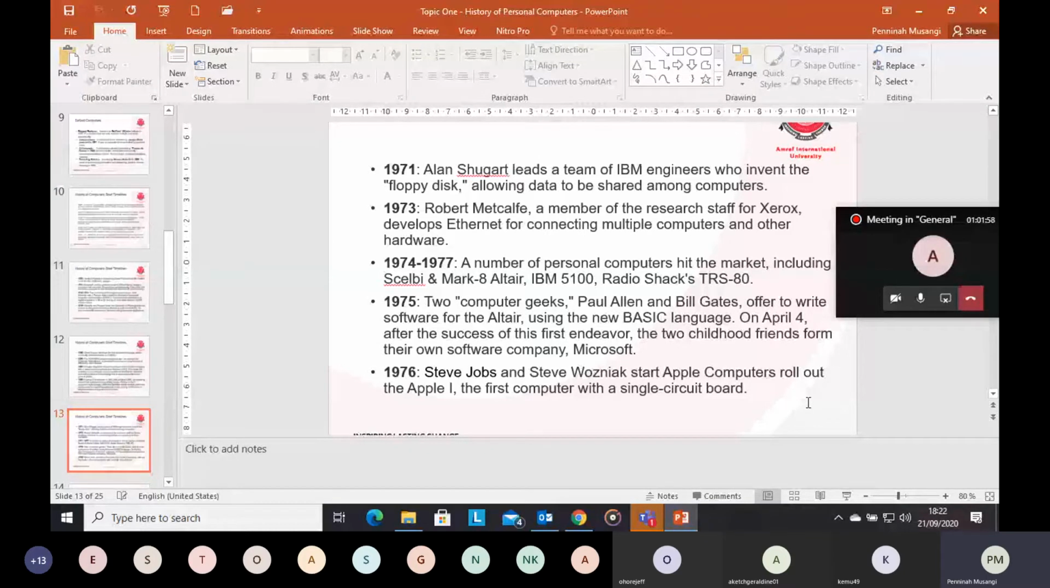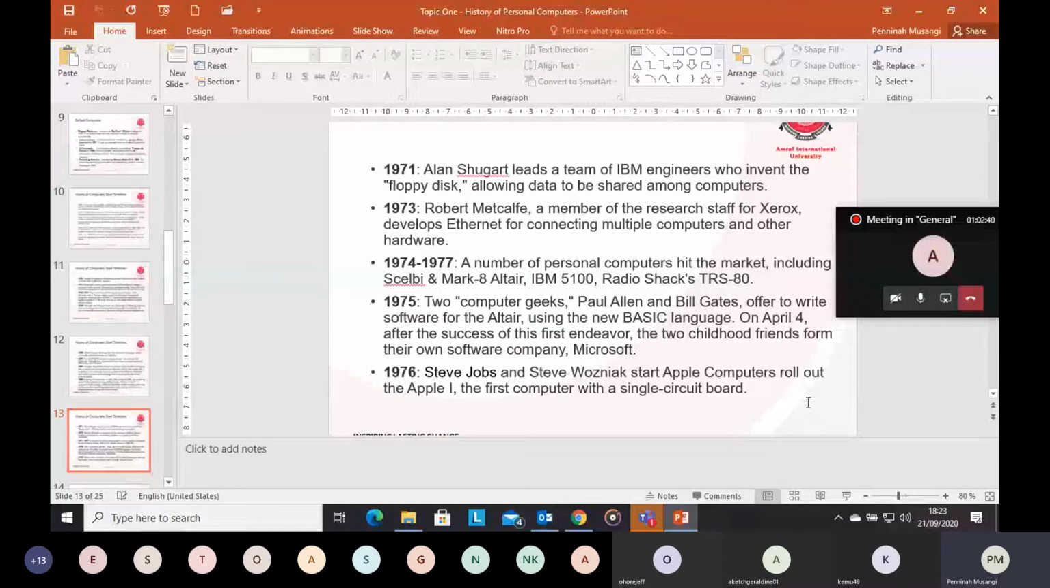1974 to 77. Now, a number of personal computers hit the market. You can remember we said the introduction of the term personal computers came in the year 75. So the range 1974 to 77 is when personal computers came into the market. And there were various forms of them, Shelby, Mac 8, Altair, IBM, and many others. So now computers started being sold in the market for people to own them. So the issue of personal computers came in at this time.